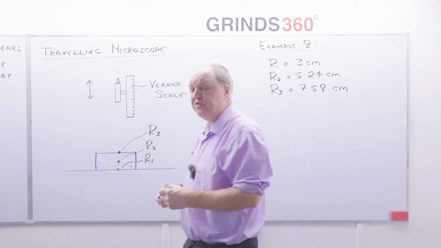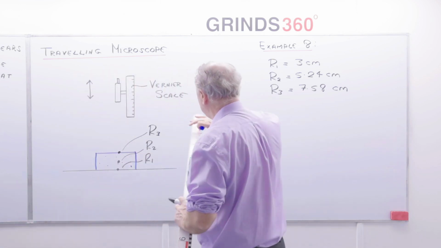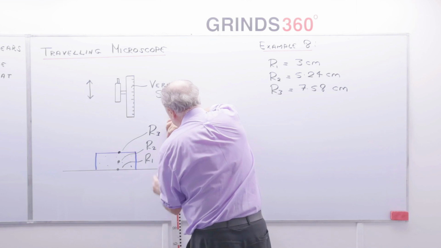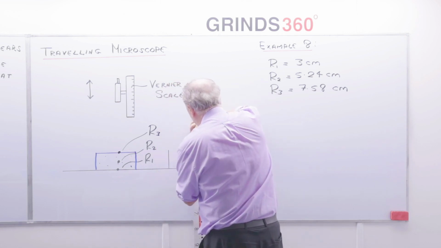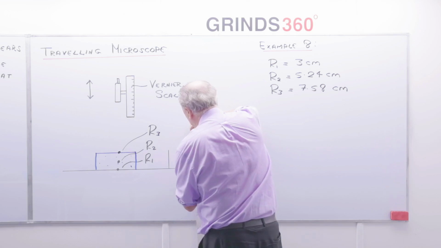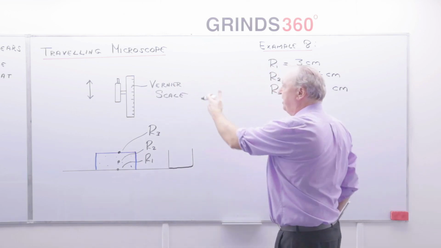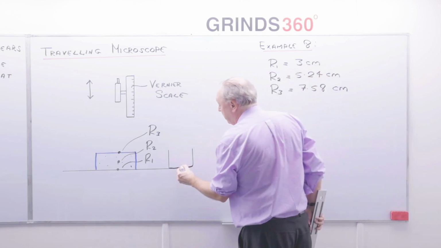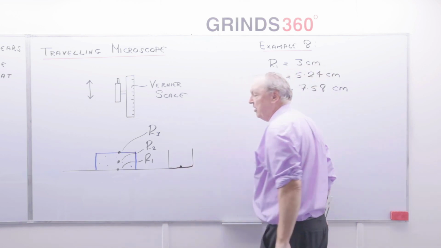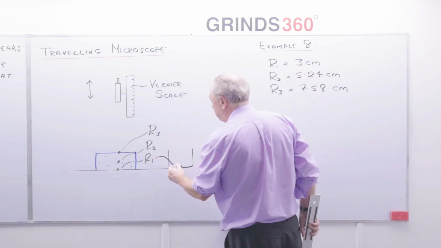You could also do this with water. If I did it with water, I would take a container of water. So let's say, here's my container. First of all, take a container. I'm going to move my traveling microscope over there. I'm going to put a mark on the bottom of the container. I'm going to focus on that, and that reading will be R1.